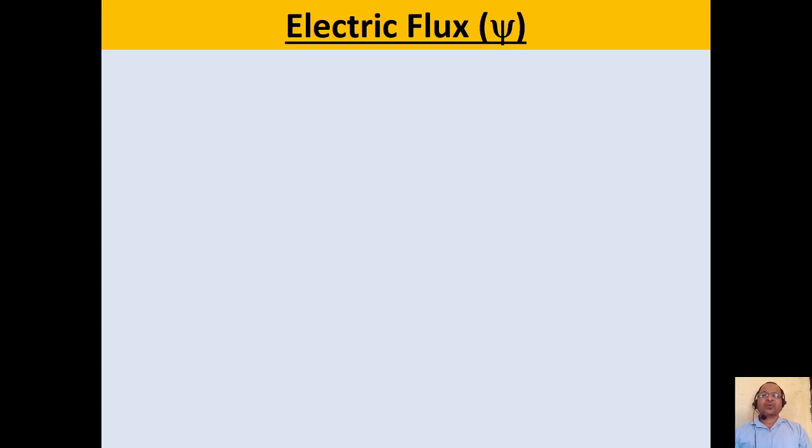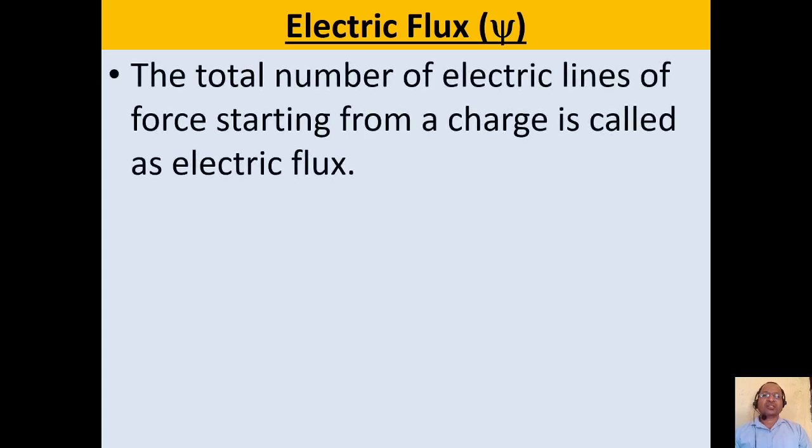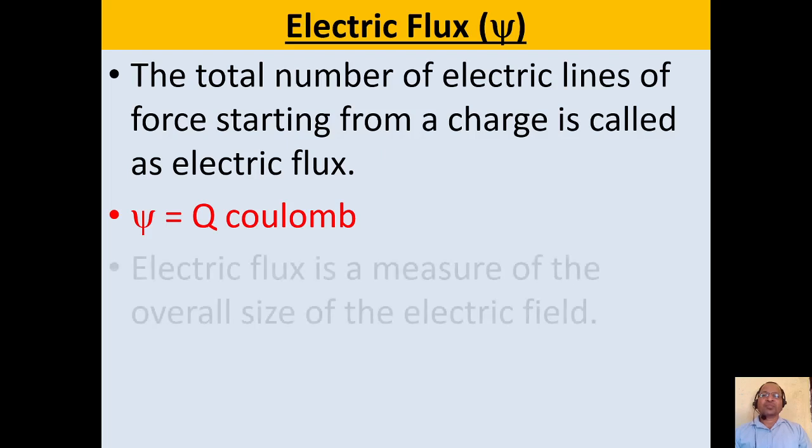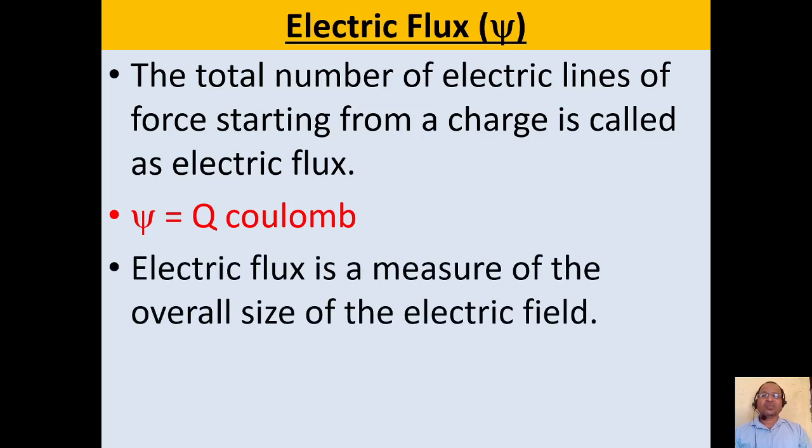From electric lines of force, we will now consider electric flux. From a charge, many electric lines of force start. The total number of electric lines of force which start from a charge, we call electric flux, and we write psi is equal to q coulomb. That is, electric flux has the unit coulomb. If the charge strength is more, then more electric lines of force start from the charge, and electric flux will also be more. That's why we say that electric flux is a measure of the overall size of the electric field.